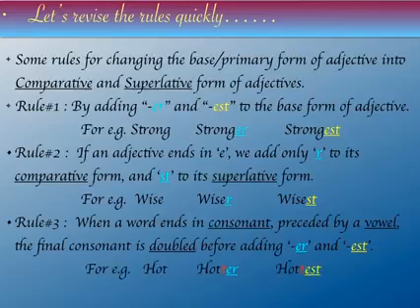For example, hot, hotter and hottest. Over here the word hot has the letter T at the end and it is preceded by a vowel O. So when we form a comparative degree, we will double the letter T and then add ER, that is hotter. And when we form a superlative form of adjective hot, we have to double the letter T and then add EST, that is hottest.